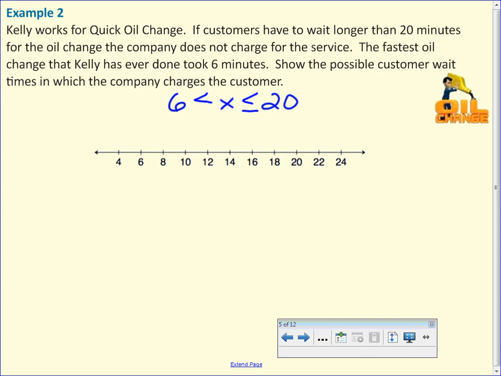Yes. The fastest she ever did it was 6 minutes. So could it be 6 minutes? Yes. So we can write our inequality that way. And now let's draw it. X is everything greater than 6, but less than 20. So greater than 6, but less than 20. Yes, because she can do it in 6 minutes. The fastest she ever did it was 6 minutes.